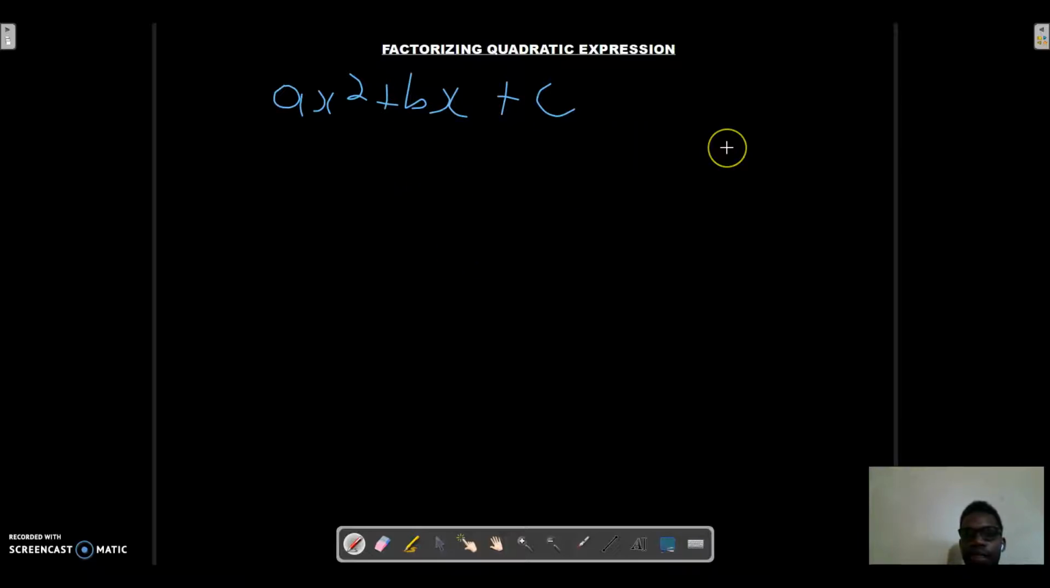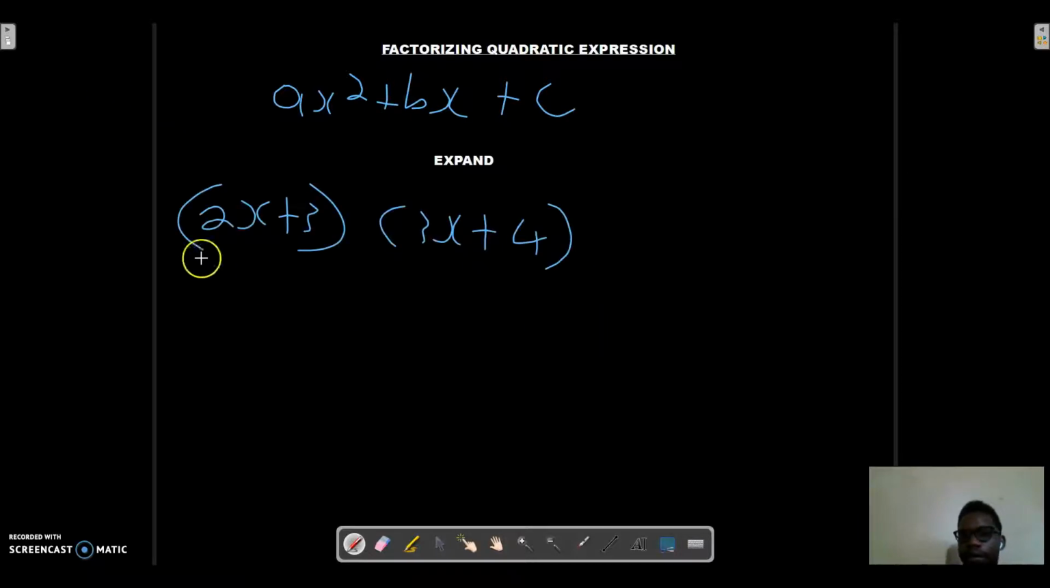Now, before we can understand how we factorize a quadratic expression, we're going to have to understand expansion of brackets. So let me just put that in here. Let us say we get these brackets to expand: 2x plus 3 and 3x plus 4. All the terms in the first bracket will multiply all the terms in the second bracket. So let me start with the 2x. The 2x will multiply the 3x and the 2x will multiply the 4.